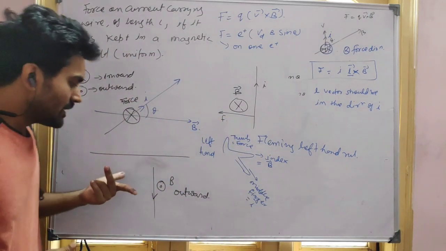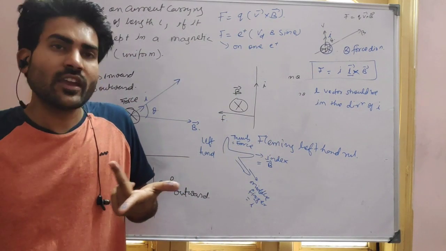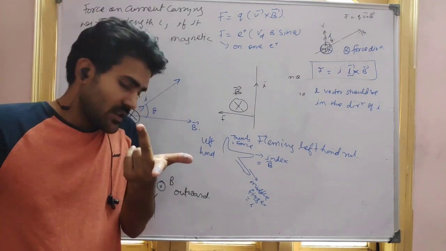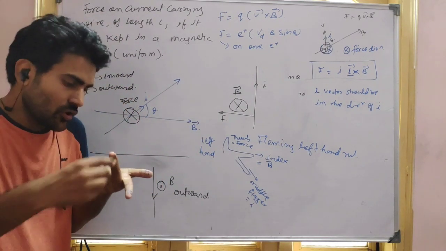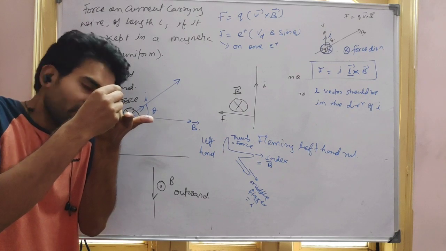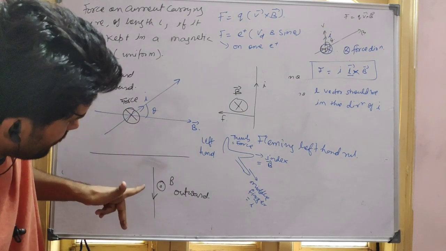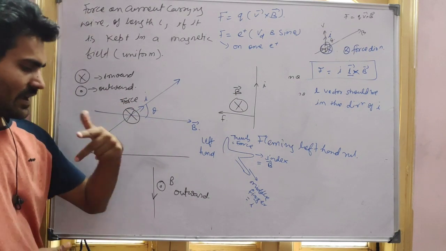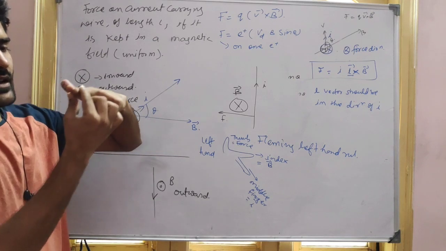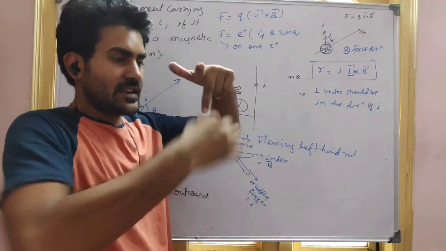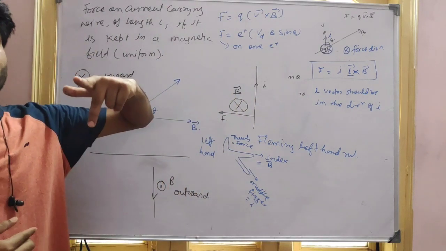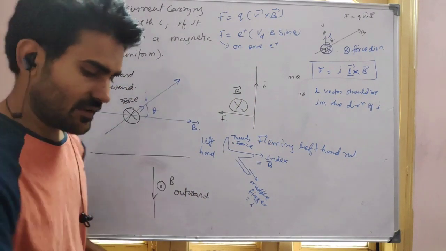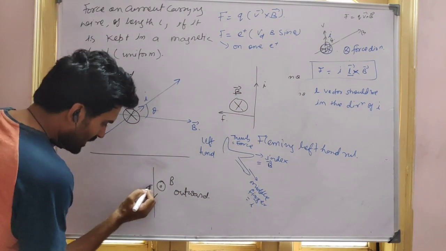So where is the B? B is coming outward, like this. And show your middle finger in the direction of the current. The current is here, going downward. See, B is coming out and the current is going downward. So where will be the force? I think the force will be in this direction, like this.